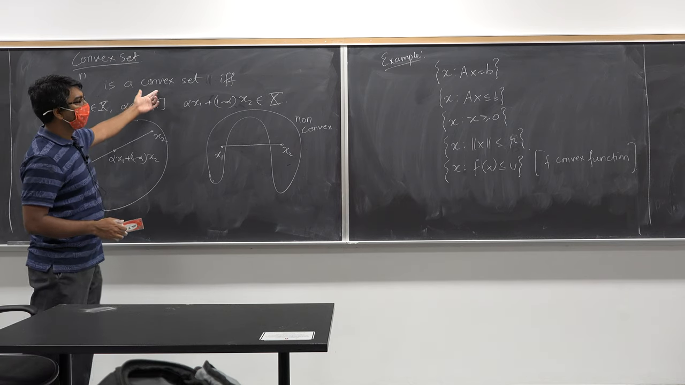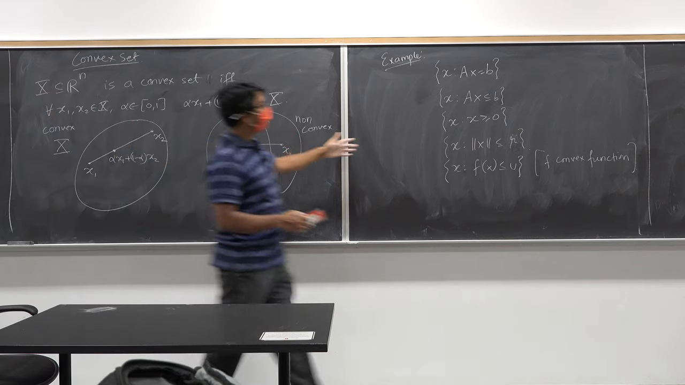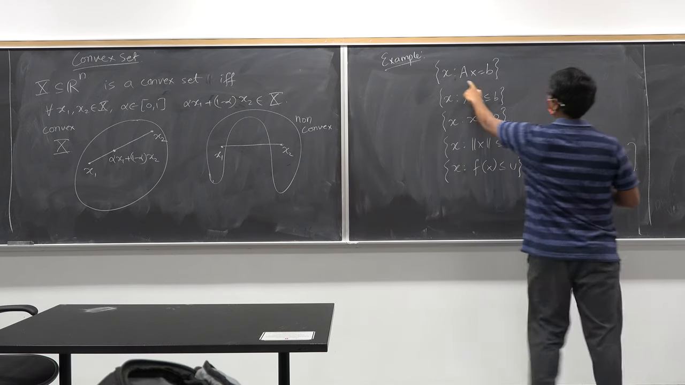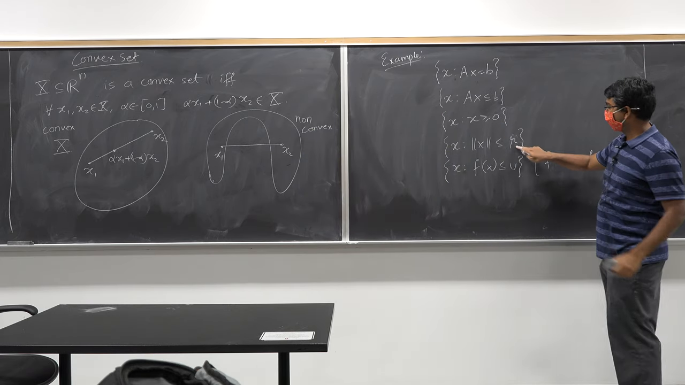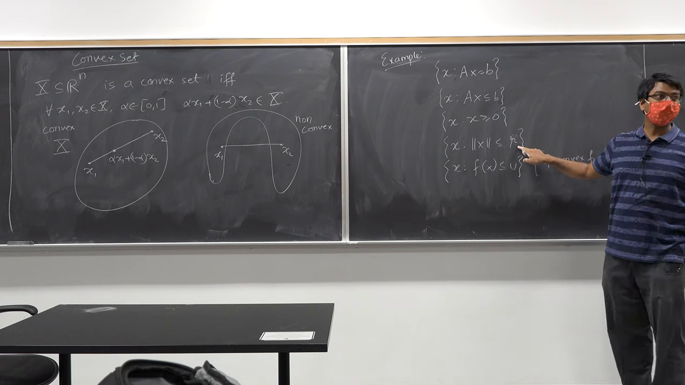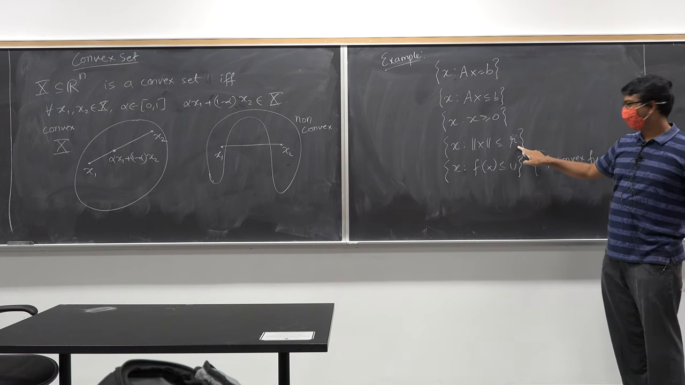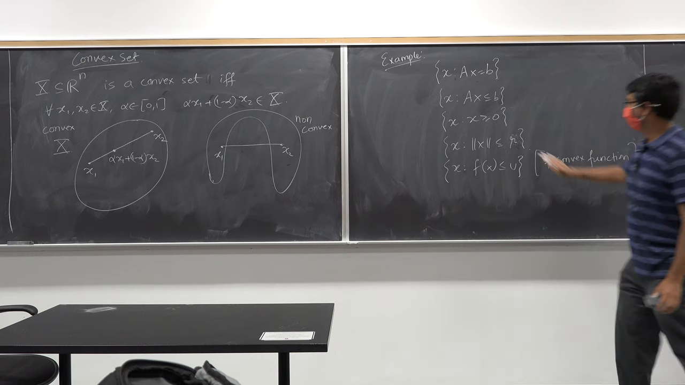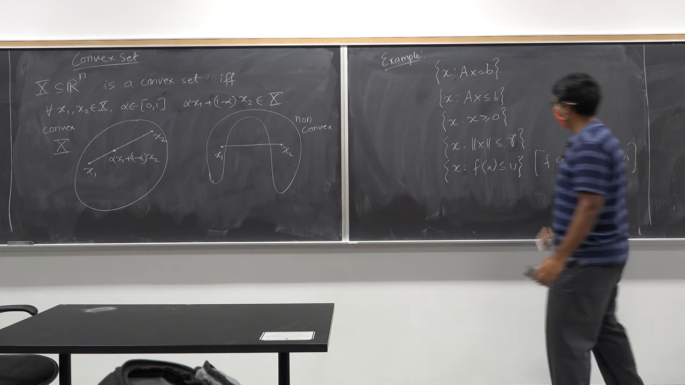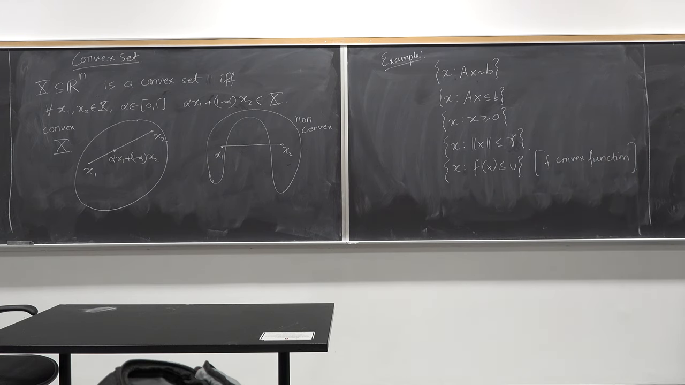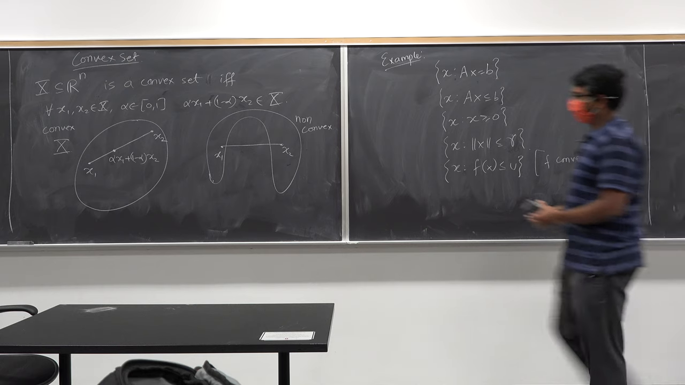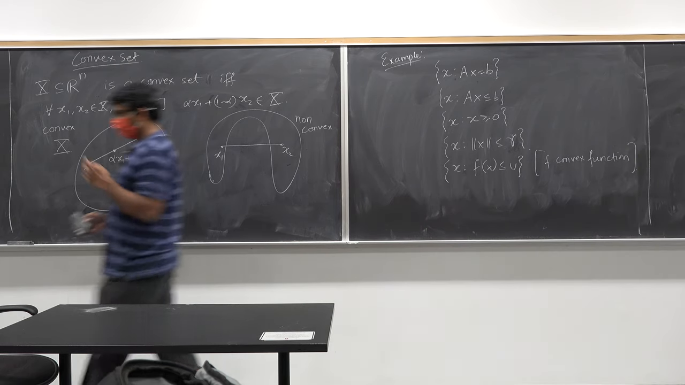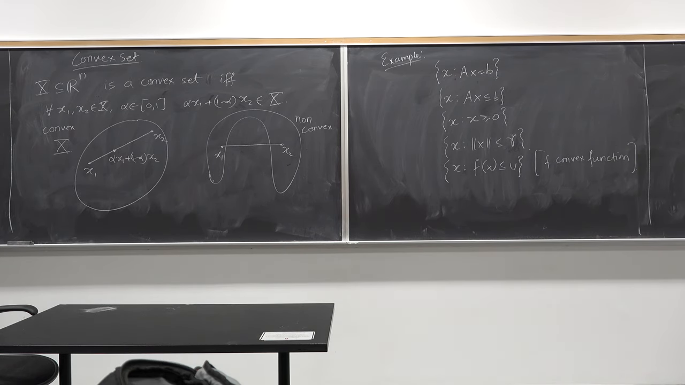In the first line here? Here? Fourth line, this one. X is less than or equal to R. Yeah, I'm sorry. Doesn't look like R. This looks like R. Okay. Any other question?